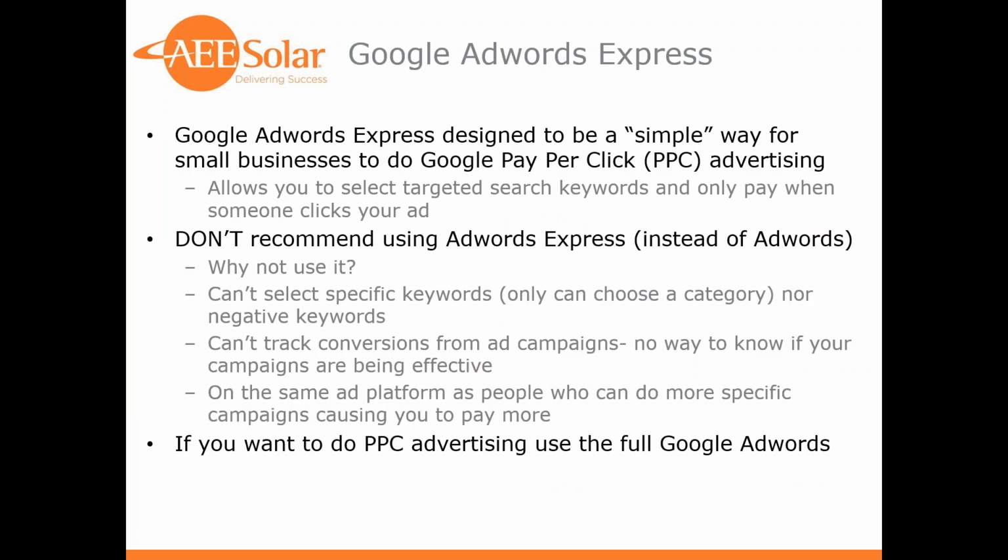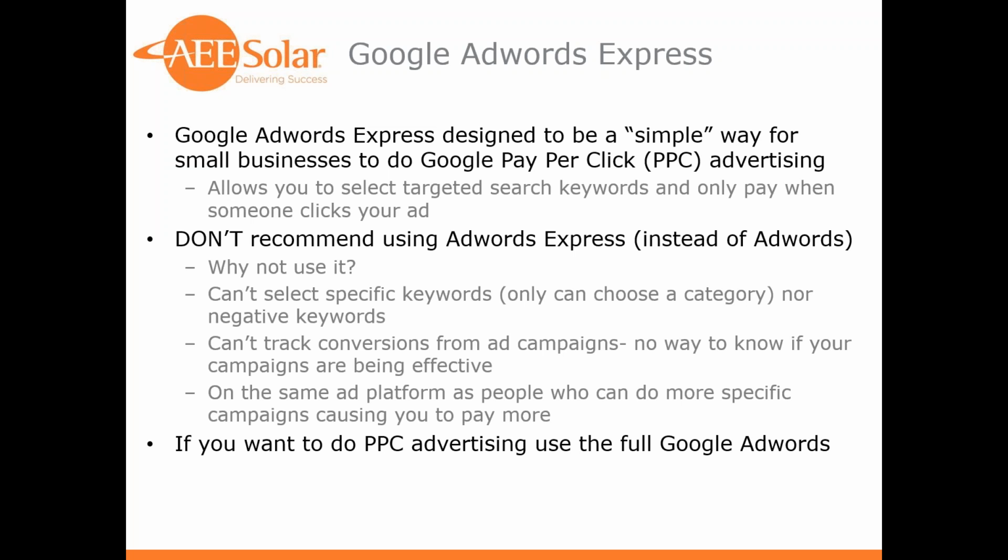The one thing I will say is it's a very simple way to do Google pay-per-click advertising. They've intentionally tried to make it as simple as possible so anybody could do Google pay-per-click advertising. It allows you to select targeted search keywords and only pay when someone clicks your ad, of course. But the problem is that because it is so simple, it actually isn't, in my opinion, a good tool. I couldn't honestly give you advice to use it because you're going to overspend every single time. So why not use it?